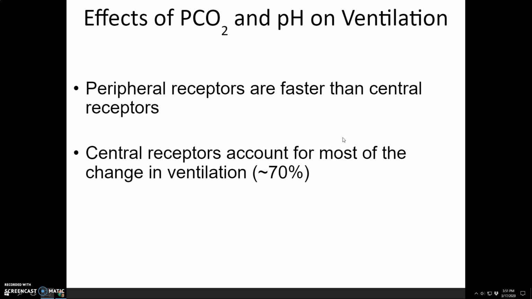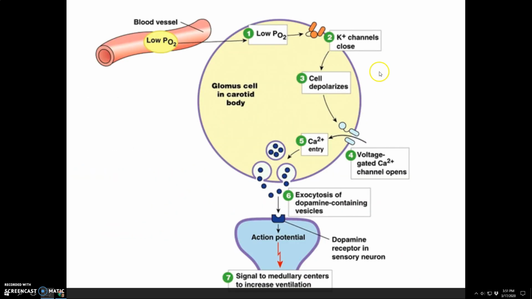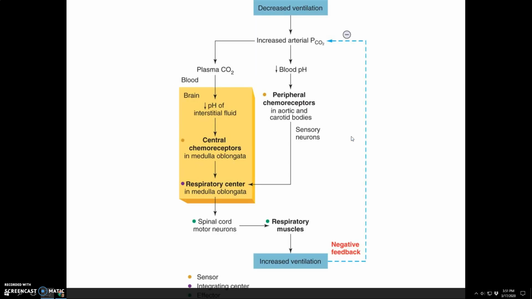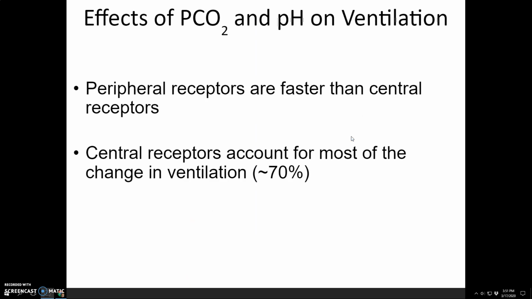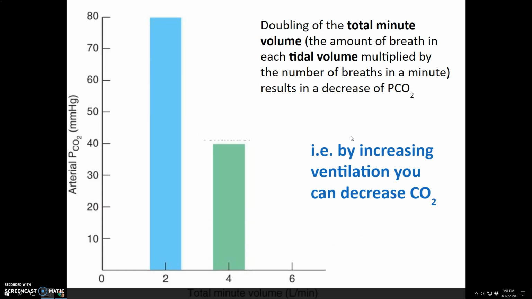So here are a couple more details. Peripheral receptors are faster than central receptors. The reason is that peripheral signaling is a very fast process of neuronal signaling, whereas the central route takes more time. It is a set of chemical reactions that are time dependent. So peripheral receptors are faster than central chemoreceptors, but central chemoreceptors actually account for most of the changes in ventilation.